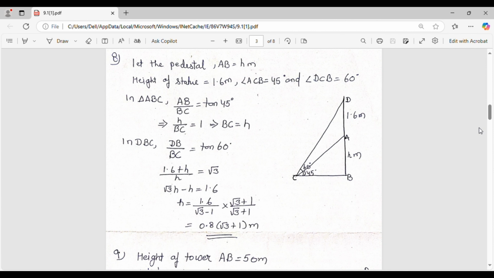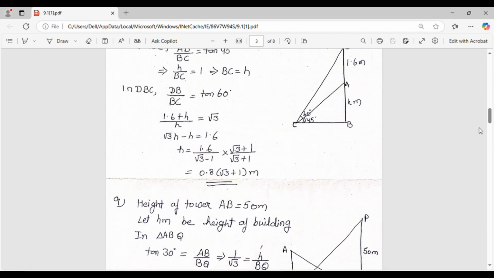So first, in triangle ABC, tan 45 is AB upon BC. So 1 is equal to h upon BC. So BC is equal to h meters. In triangle DBC, tan 60 is DB upon BC. 1.6 plus h upon h is equal to root 3. After cross multiplying, we will get root 3h minus h is equal to 1.6. So h is 0.8 bracket root 3 plus 1 meters.